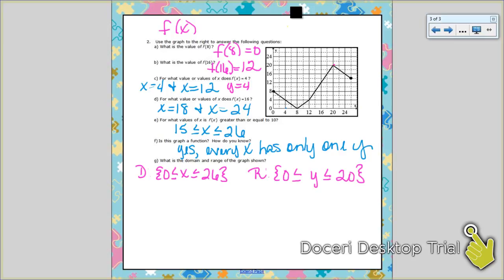So that's evaluating functions. You can do it from a graph. You just have to find the value on the graph that you've been given, or you just plug in the number. That's all it's asking for.